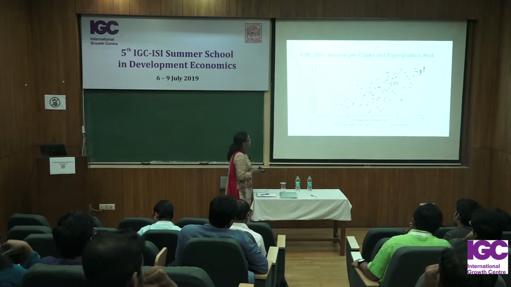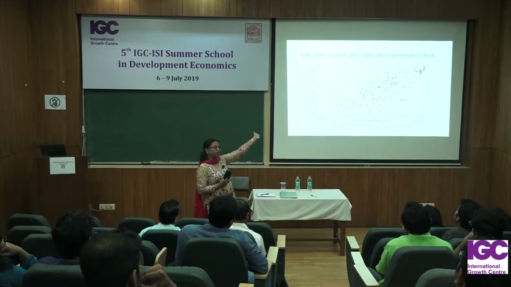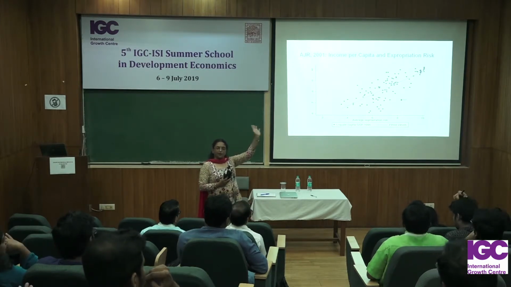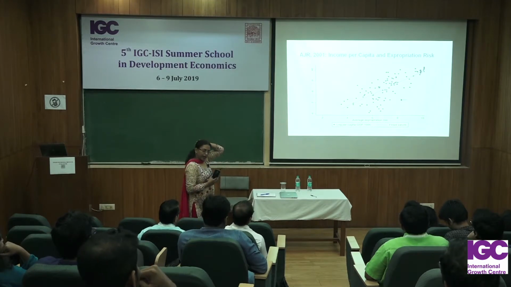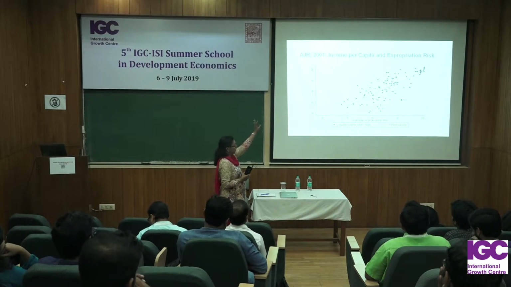This is a paper which some of you may have read. I just put an acronym as Acemoglu, Johnson, Robinson. How many of you have seen this paper? Yeah, a fair number of you have seen this paper. I'm not going to spend too much time on it. Just talk a little bit about what they do.